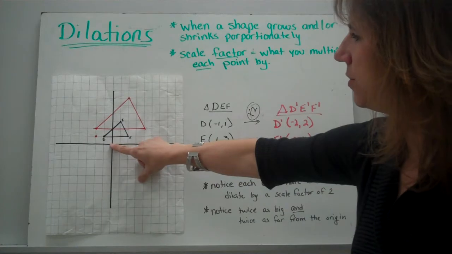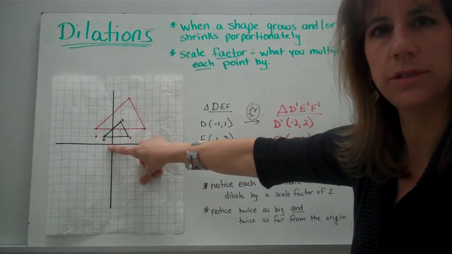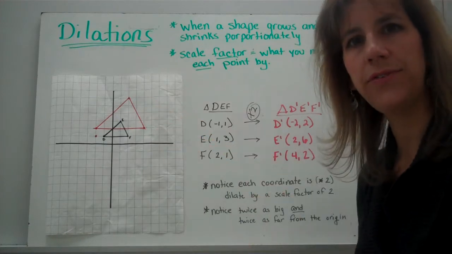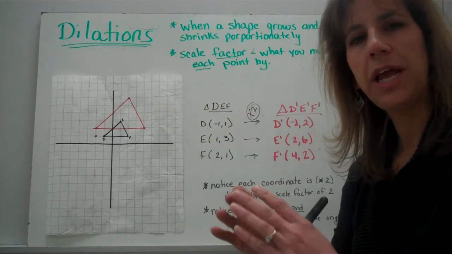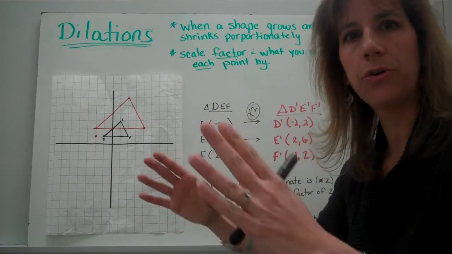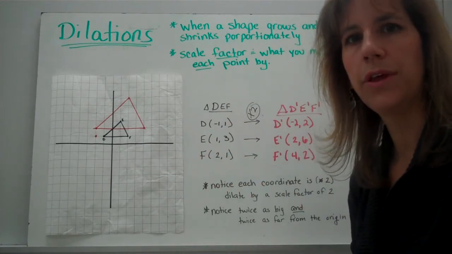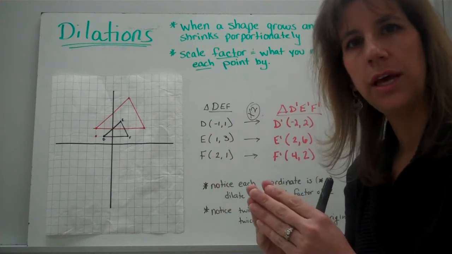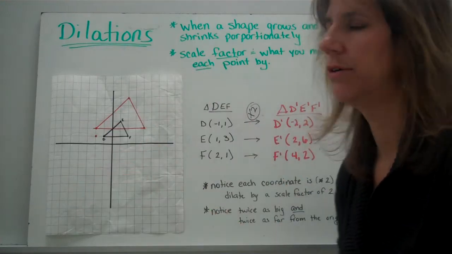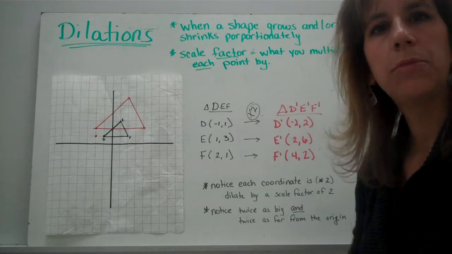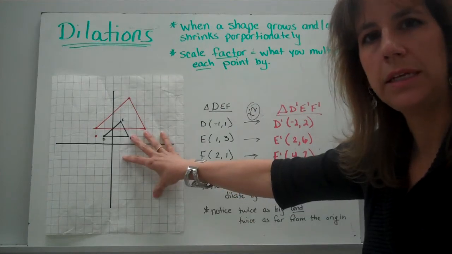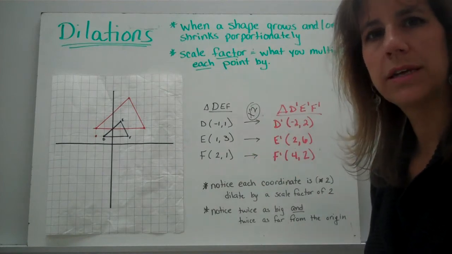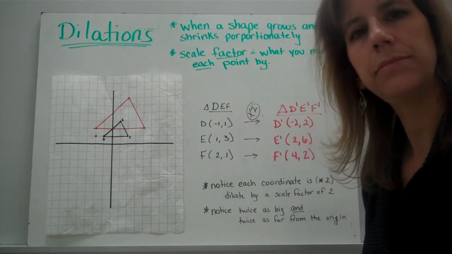Also, notice how far the original shape is from the origin. And now look at the dilation. Do you see how the dilation is twice as far from the origin? When the shape grows, it also gets farther away from the origin. If a shape is shrinking, it's going to get closer to the origin. If it's growing, it's going to get farther away from the origin. Take a moment to write this down on one of your coordinate planes, copy this section into your spiral notebook, and then we'll continue on with the next couple where you're going to try some on your own.